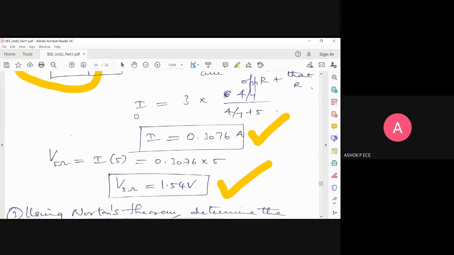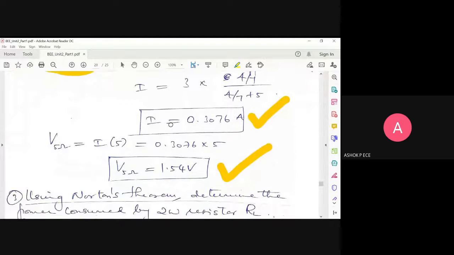Any doubts you have in Norton's theorem? The only difference between Thevenin's and Norton's theorem is that in Thevenin's theorem, we find the open circuit voltage. In Norton's theorem, I'm going to find the short circuit current. See, the opposite of open circuit is short circuit, and the dual of voltage is current. So there, note VTH is found by open circuiting the load. Here I'm finding ISC, the short circuit current, by shorting the load. That is the difference you have to understand clearly in Norton's theorem.